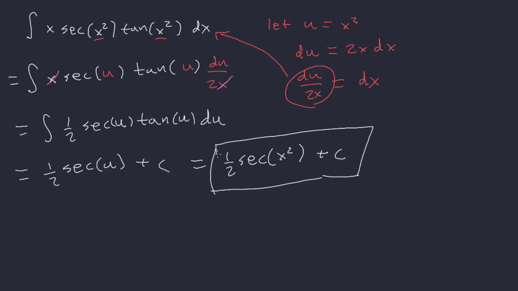All right, so be on the lookout. If you see secant tangent or cosecant cotangent, that's how this is going to work. You're going to be replacing u in two places. Okay. It's not the only time we'll see things like that.